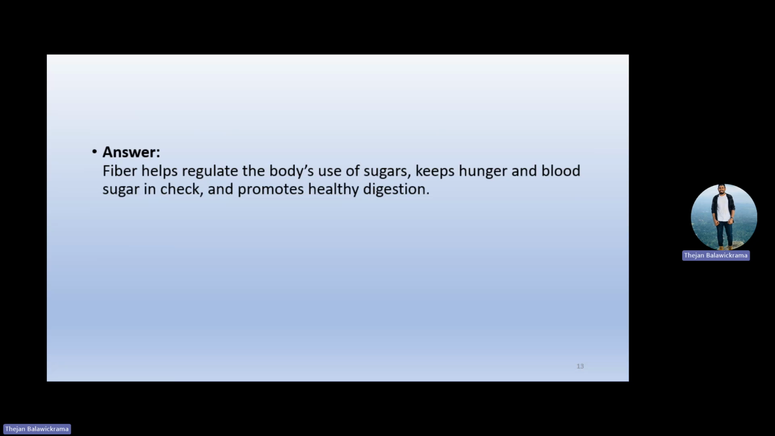Fiber regulates the body's use of sugar, keeps hunger and blood sugar in check, and promotes healthy digestion. Though it is not digested, how does it happen? We eat, and after that the food goes through.